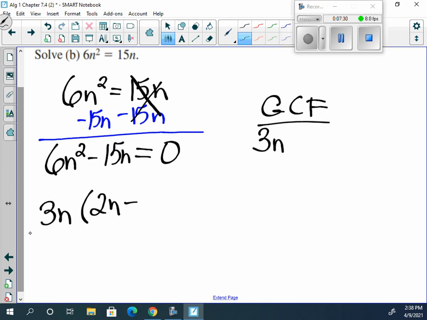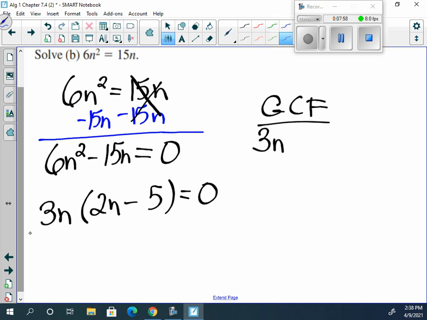15 divided by 3 is? And n divided by n would simplify out completely. Now, if you're not sure that you got these right, we can always multiply them back out and see if we get back where we start. Because 3n times 2n, well, 3 times 2 is? 6. N times n is? N squared, that's where we started, yes?